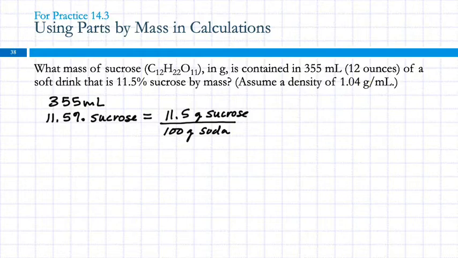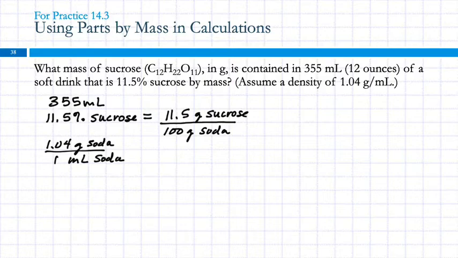We also have a density given here. We could write that down, 1.04 grams. Make that a vertical fraction. What's that the density of? Is that the density of sucrose or water? It's the density of the soda, right? So there's 1.04 grams of soda per milliliter of soda. It's just a little more dense than water.